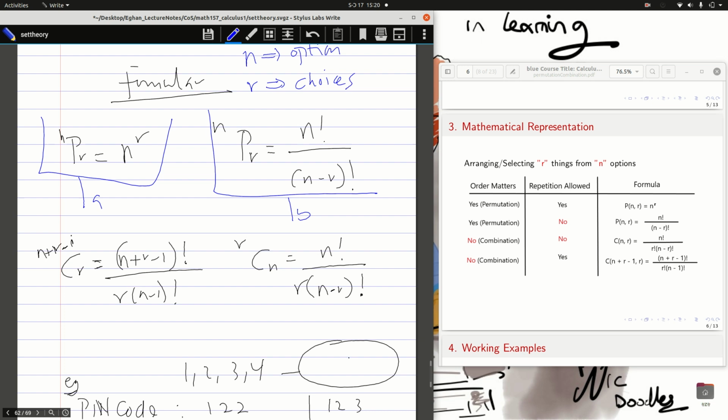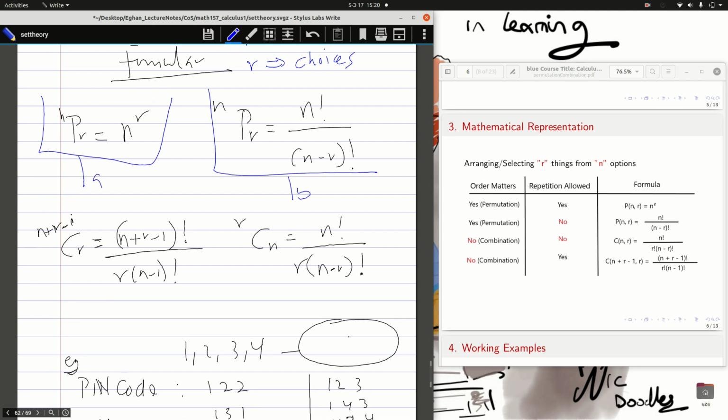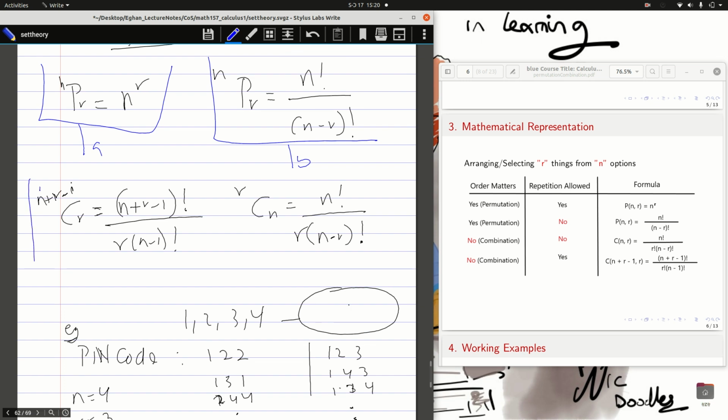Okay, 1A means that the order matters, but there's repetition. 1B means the order matters, but no repetition in your choices. Let me say this is 2A and then 2B. 2A says, hey, do not worry about the order, but you can repeat the choices. 2B says, hey my friend, do not worry about the order, but do not repeat choices. Okay, and so this is how the formulas are being used.